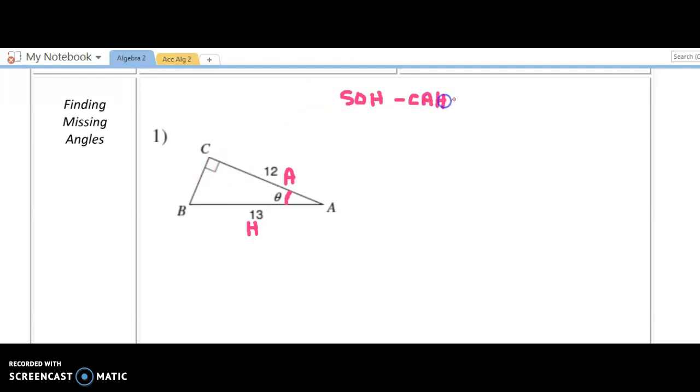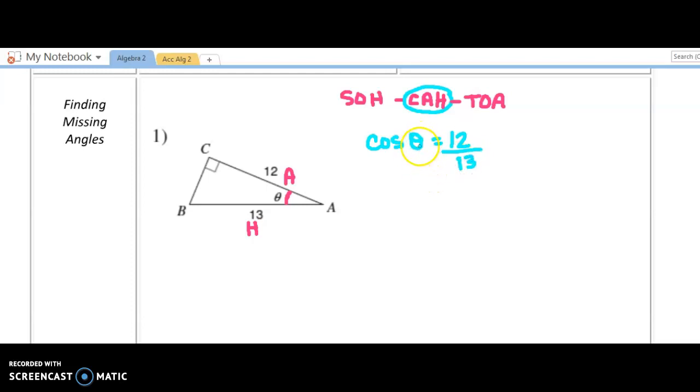I always find it helpful to write it out in the beginning so you can think about which one you are going to be using. So we know the adjacent and the hypotenuse, so adjacent and hypotenuse go with cosine. So I'm going to do a cosine problem. So cosine of an angle, our angle we're calling theta, or I suppose you could call it A, equals adjacent over hypotenuse. So that would be our 12 over 13.